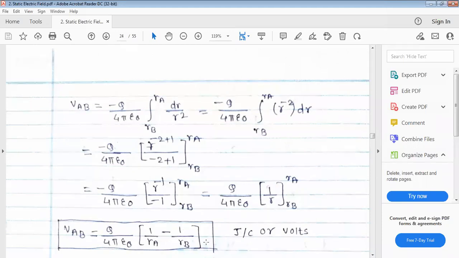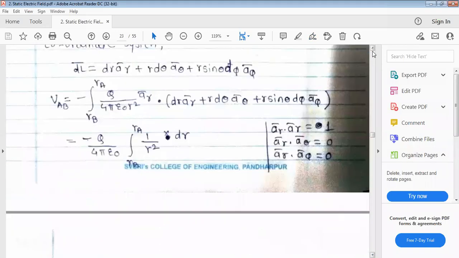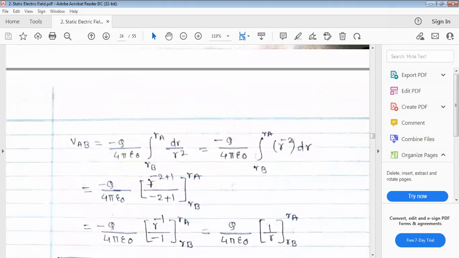Okay, and this potential is measured in volts or in joule per coulomb. So this is your equation for the potential difference. Remember this equation, it is frequently asked in examinations. Sometimes they ask an MCQ on the equation for potential difference, or they can ask you one example on that. Okay, I'll provide notes.